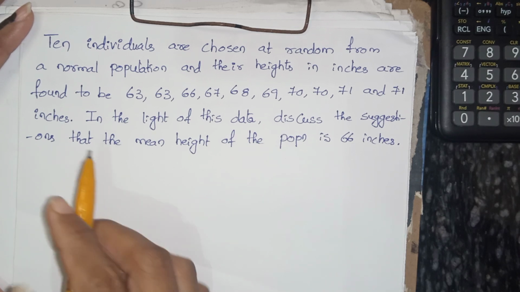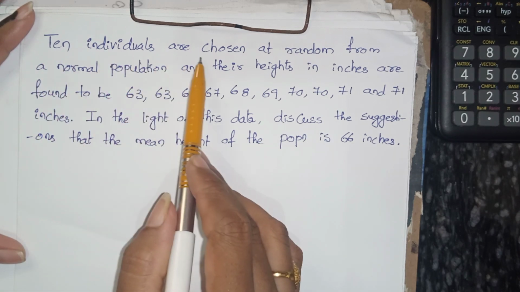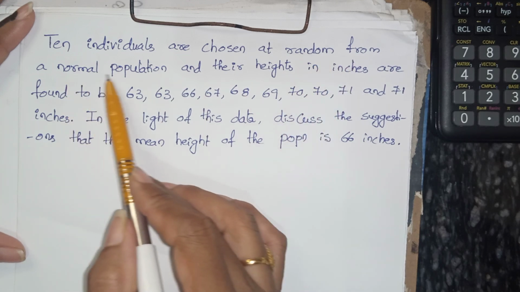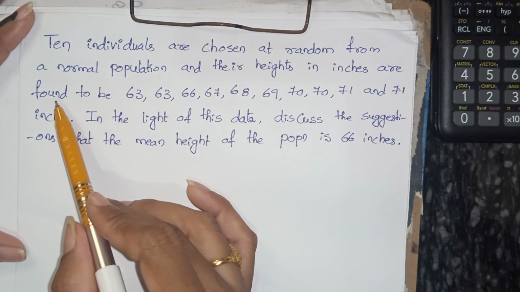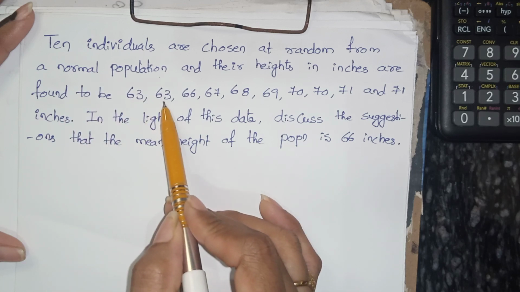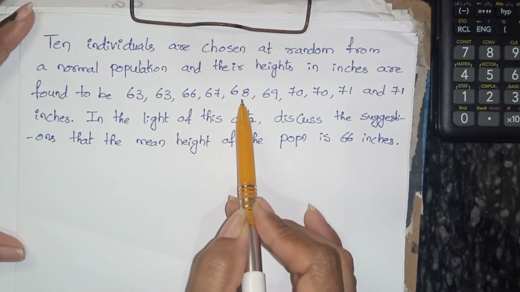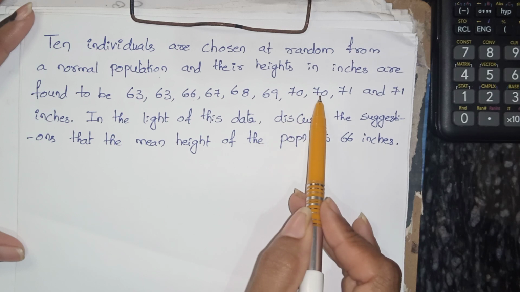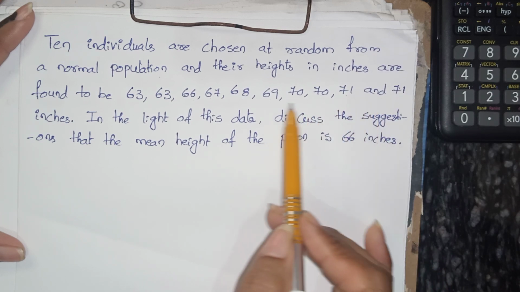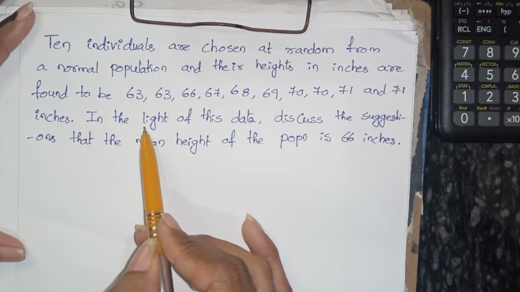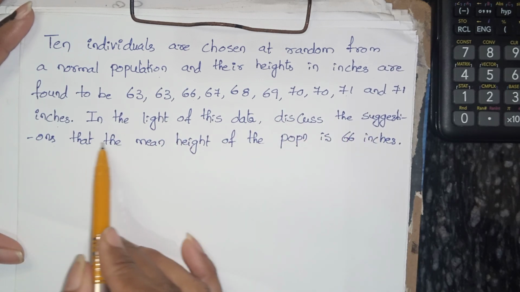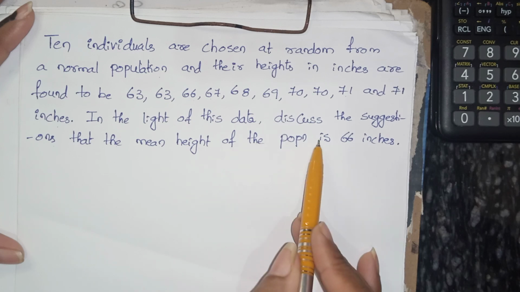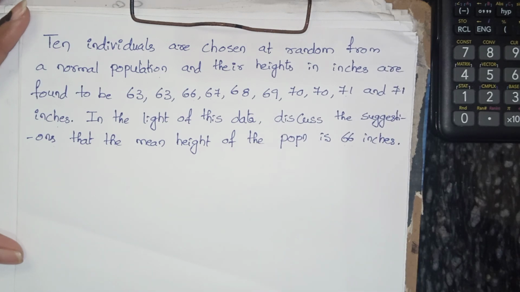Okay, we'll see that. 10 individuals are chosen at random from a normal population and their heights in inches are found to be 63, 63, 66, 67, 68, 69, 70, 70, 71 and 71 inches. In the light of this data, discuss the suggestions that the mean height of the population is 66 inches.